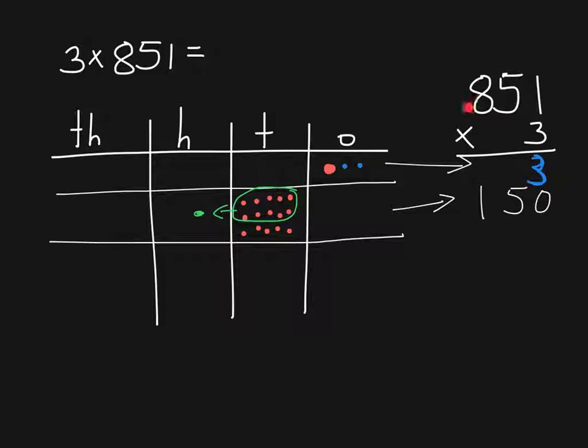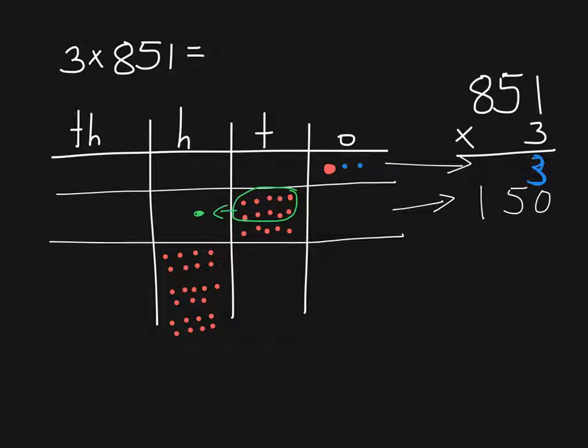Now I'm going to multiply the last number here, my 800s. So I need 3 equal groups of 800s. So I will start by putting those 800s in the place value chart. 1, 2, 3, 4, 5, 6, 7, 8. And I'm going to multiply that by 3. I need 3 equal groups of 800. So here's my second group. And here's my third group. Now I have 3 equal groups of 800.